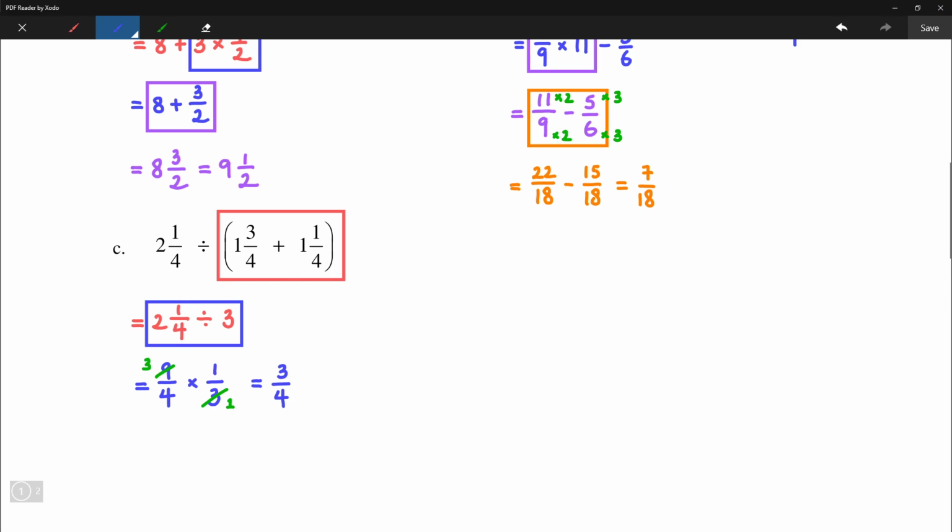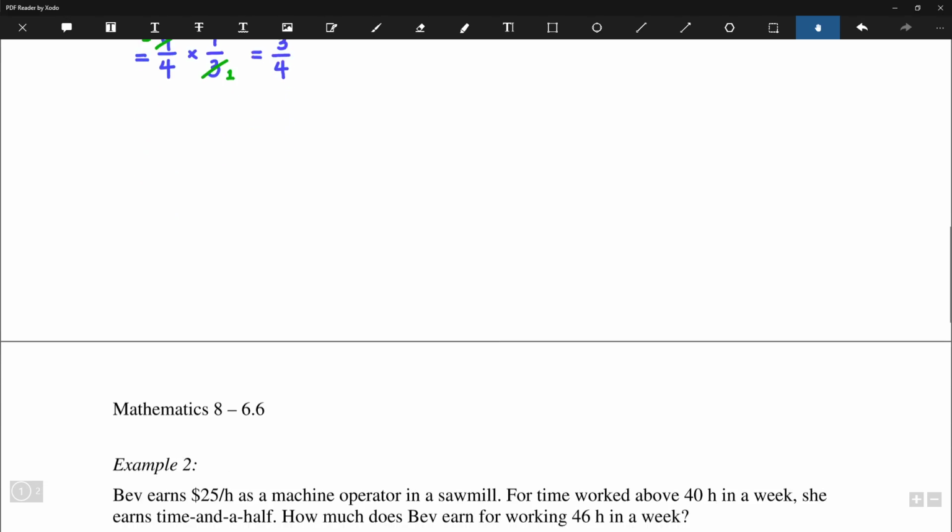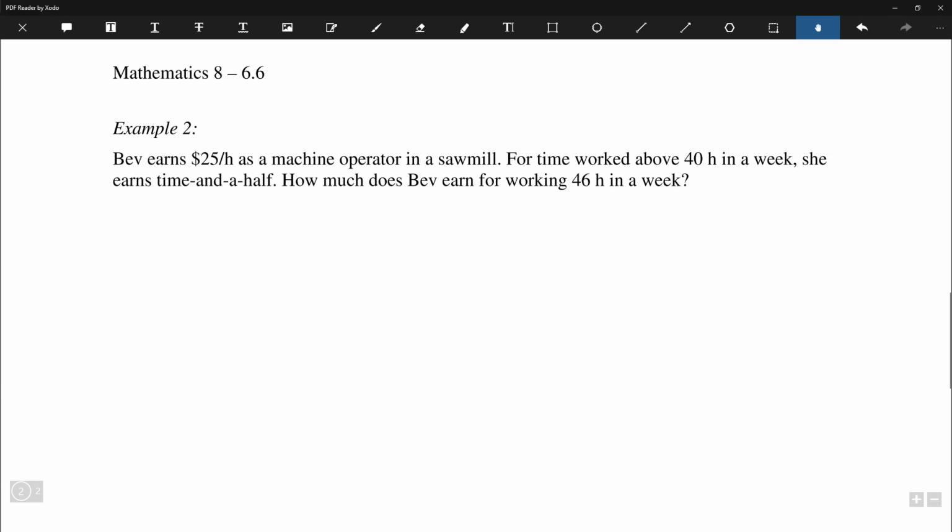Okay, so next up we'll look at a couple of word problems. First one, Beth earns $25 per hour as a machine operator at a sawmill. For time worked above 40 hours in the week, she earns time and a half. What does Beth earn for working 46 hours in 1 week?